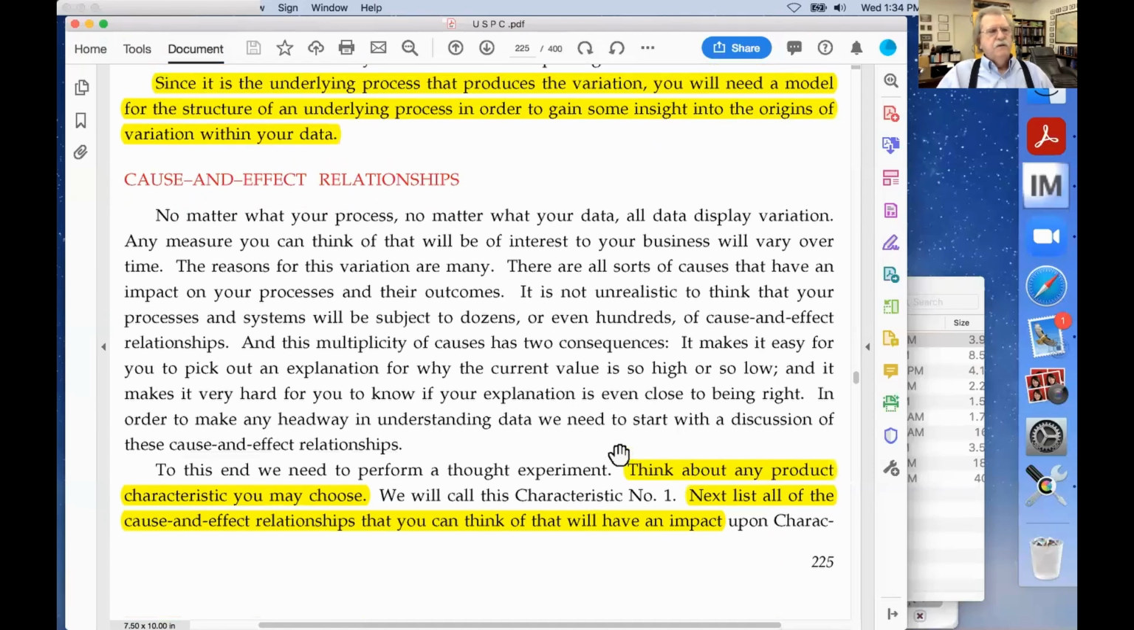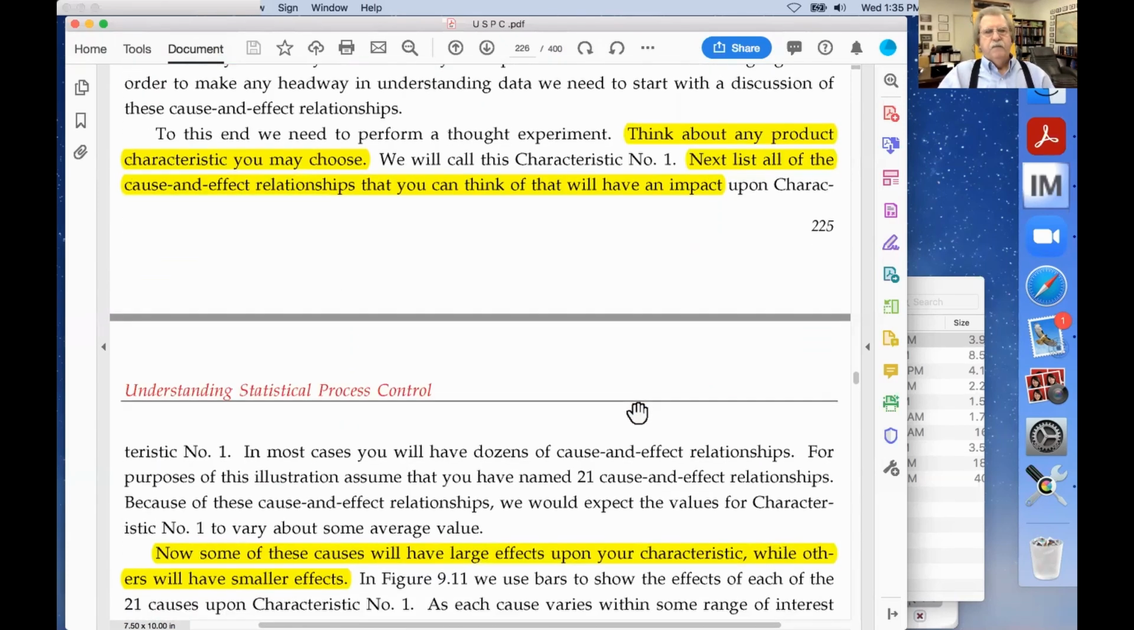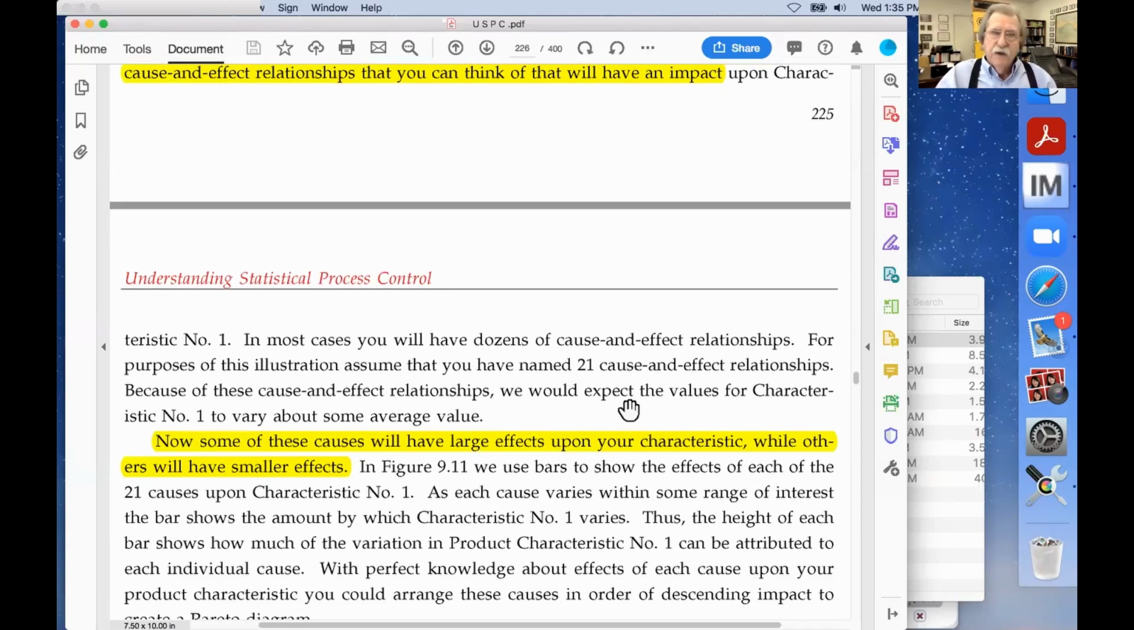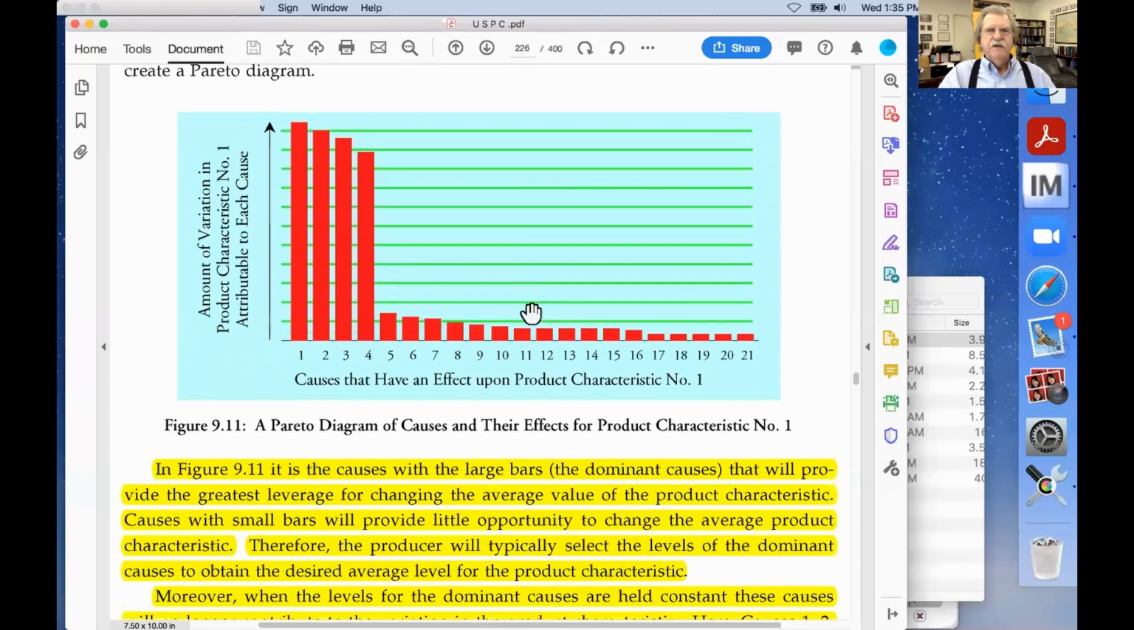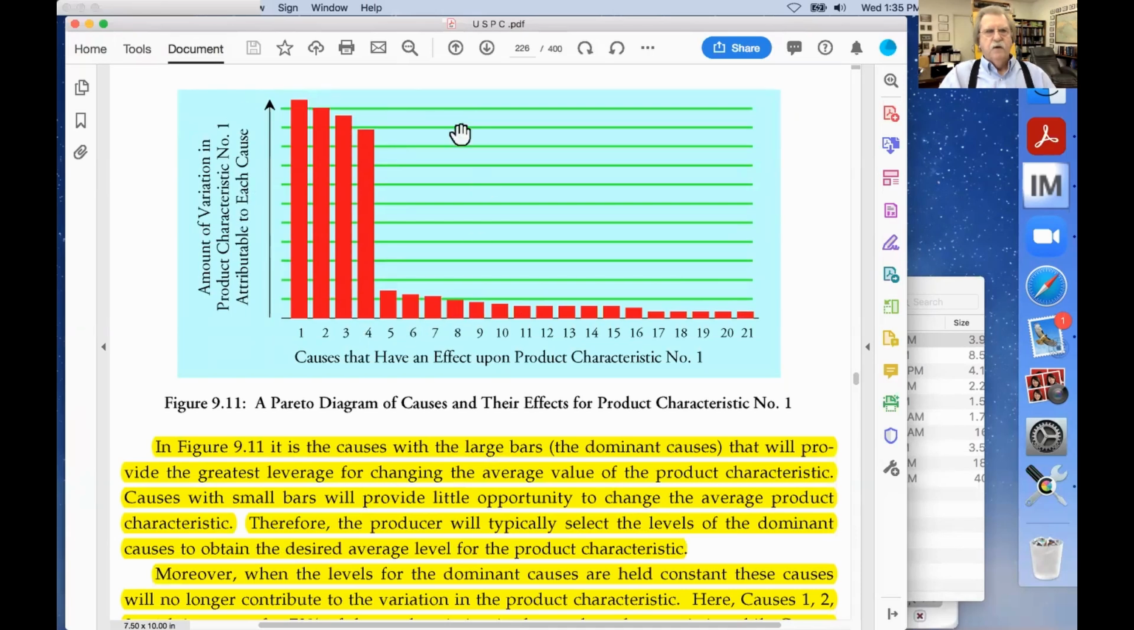Now, let's do a thought experiment here. Think about any product characteristic you might choose, or any operation or transaction that you deal with normally. Now list all of the cause and effect relationships that have an impact upon that characteristic. Normally, people can come up with dozens, if not hundreds, of cause and effect relationships. Now, some of these cause and effect relationships will have large impacts, and some will have small impacts. So if we had perfect knowledge, we could order these cause and effect relationships, and we would probably expect to see something like a Pareto distribution. The critical few that have the lion's share of the impact and the trivial many.